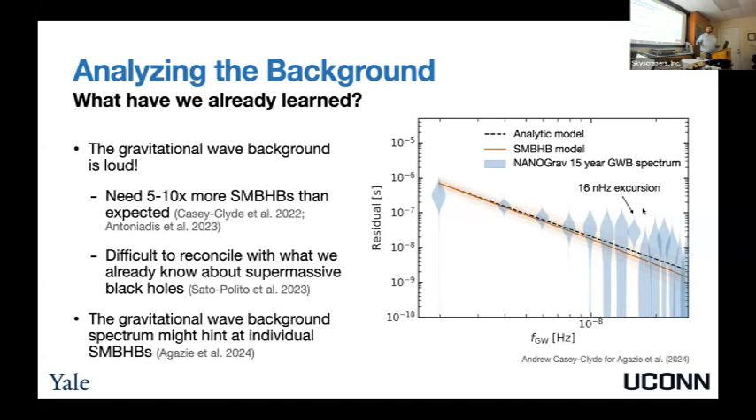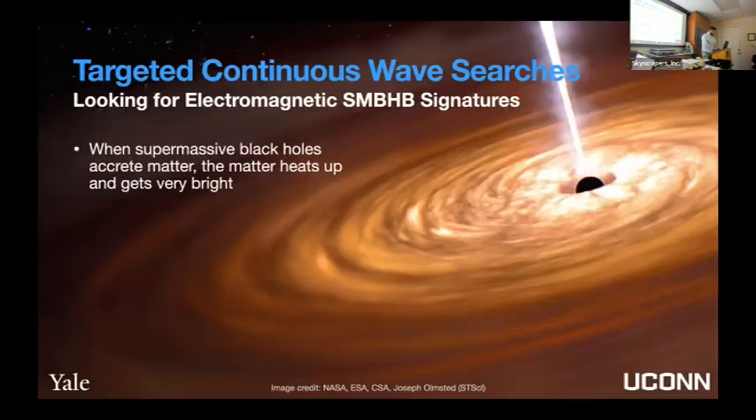So there's a lot more work to do investigating this, because this could also just be noise from our pulsar population and some mismodeling there. But it could be that the gravitational wave background signal that we're measuring right now is starting to hint at these individual supermassive black hole binaries and might be starting to tell us where to look for them. And that's a really good thing because it turns out it's easier to find supermassive black hole binaries if we know where to look.